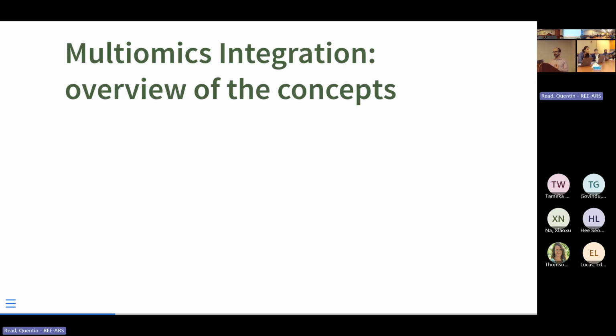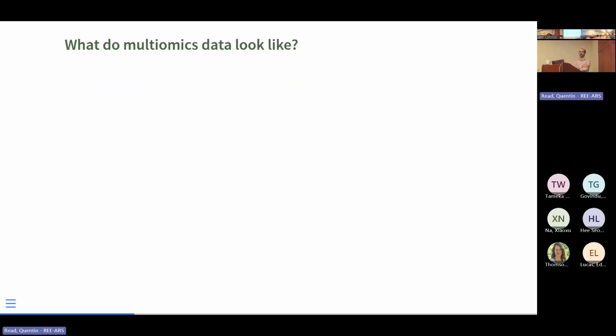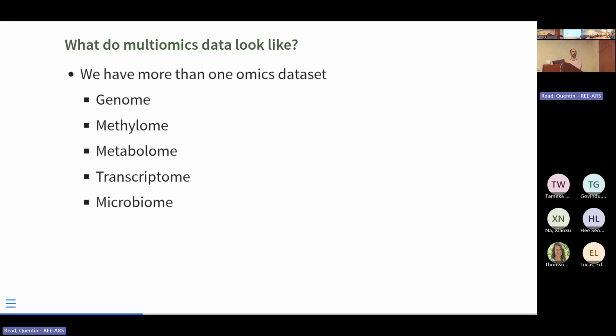So let's go over conceptually, big picture, what we're going to do. Again, please ask questions if anything is unclear to you. So what are multiomics data? What do they look like? Omics is a broad term for any kind of multivariable data set that's collected from a biological organism. And there's lots of different ones.